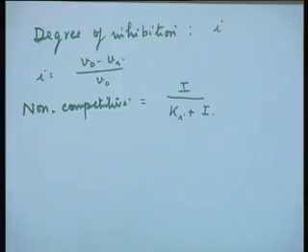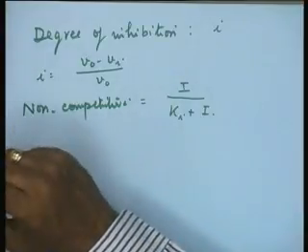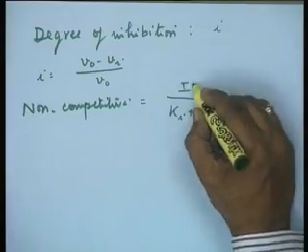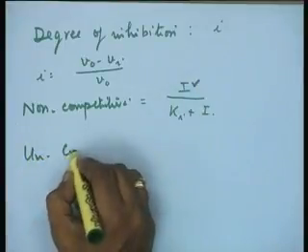Unlike in the case of competitive inhibition, where increasing substrate can significantly decrease the degree of inhibition, that means the extent by which the rate of the enzyme catalyzed reaction is reduced by inhibitor can be reduced by increasing the substrate concentration in relation to the inhibitor concentration. In the case of non-competitive inhibition, whatever the concentration of substrate, it does not influence the degree of inhibition, and it is totally dependent on the concentration of inhibitor and the KI.